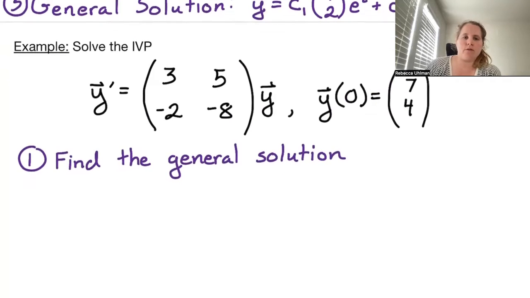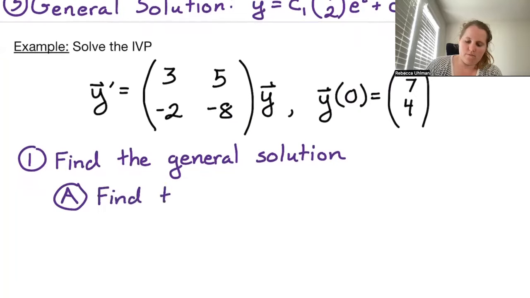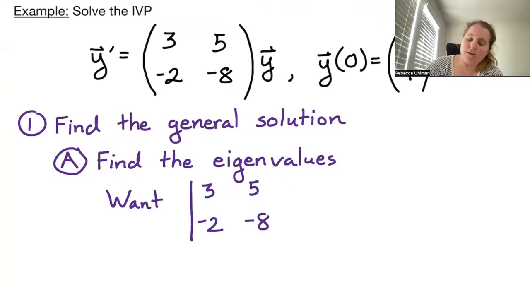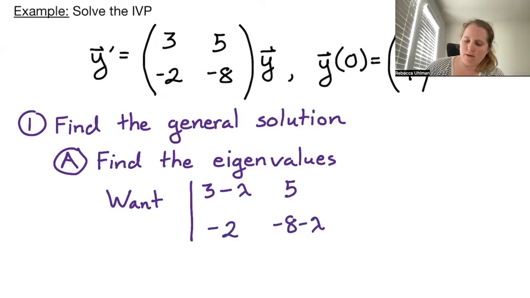And in order to find the general solution, we need to find the eigenvalues. Again, what we want here is the determinant of the matrix 3, 5, -2, -8, minus our lambda times our identity matrix. So 3 minus lambda and then 5 for our first row, and then -2 and -8 minus lambda for our second row. We want this determinant to be equal to 0.